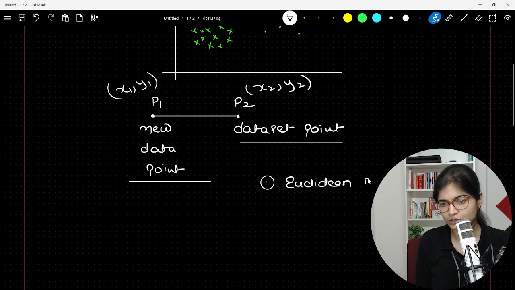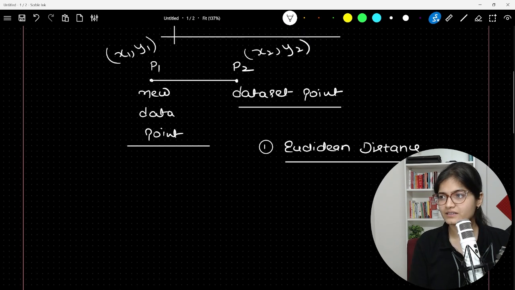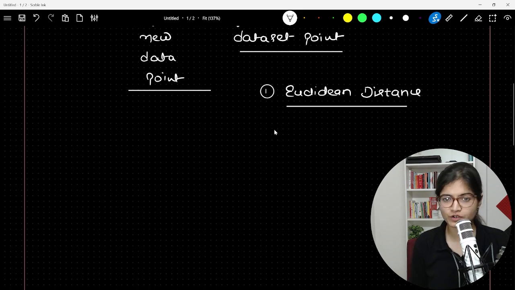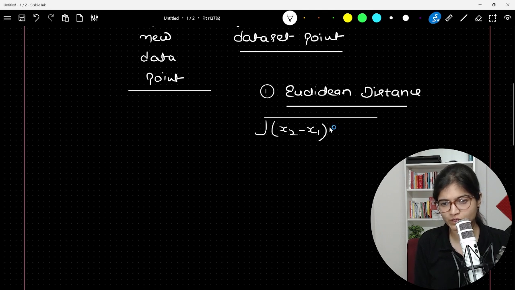We can examine a Euclidean distance, which basically helps us understand the distance between the two points, which could be the square root of x2 minus x1 whole square.